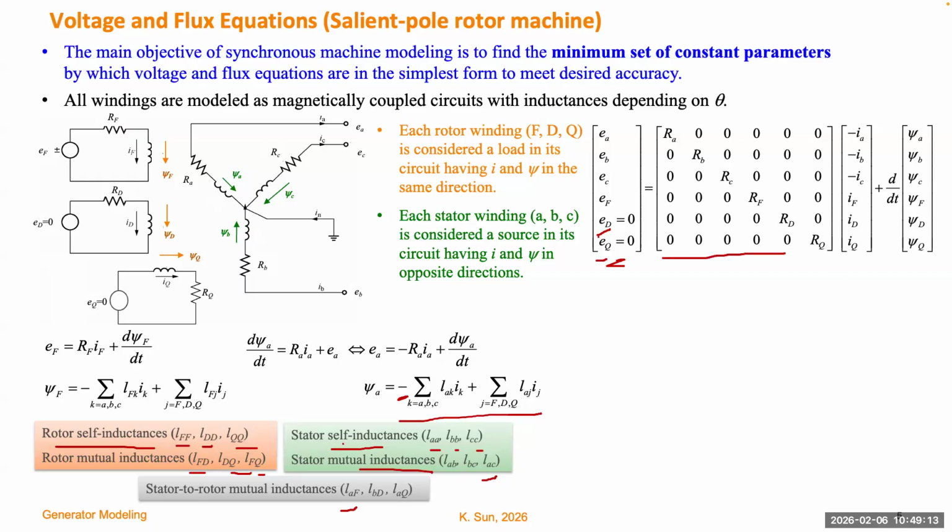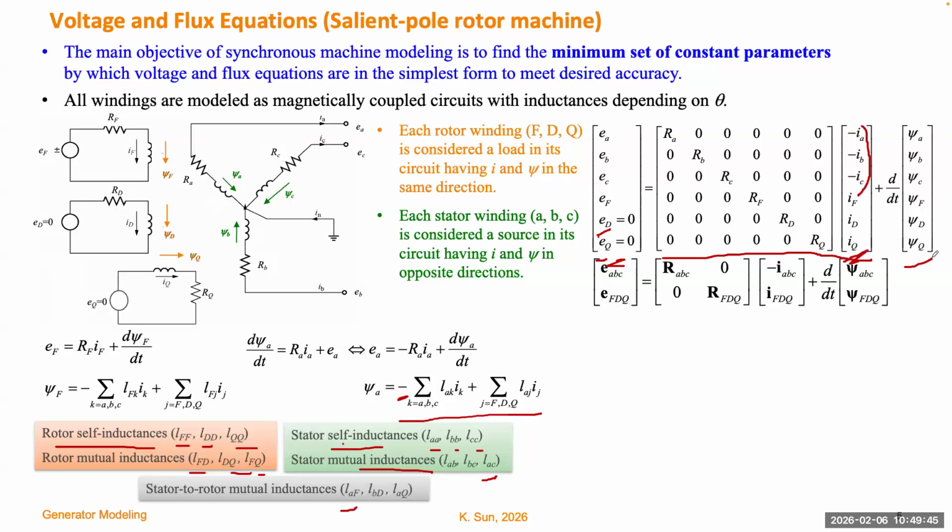And then for the first item on the right-hand side, involving the product of resistance and current, we can put all the resistances into one square matrix, which is diagonal. And the current is also one vector, right? You see the current on the stator will have a negative sign. And the last item will be the derivative of the flux linkage. So this will be the set of voltage equations.